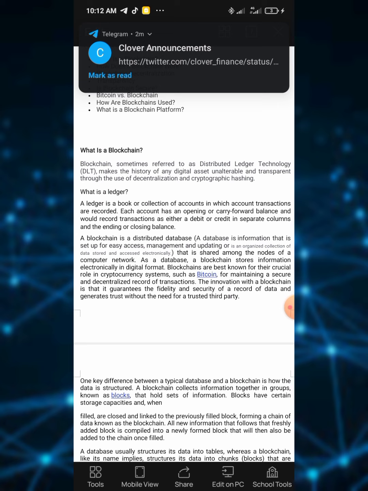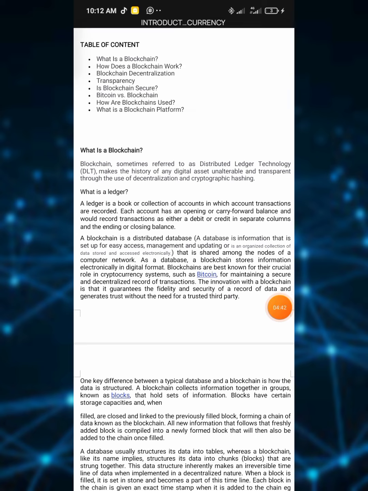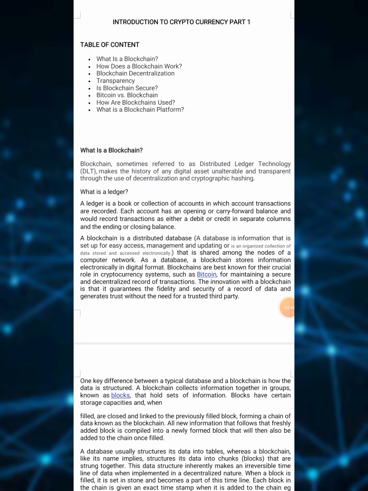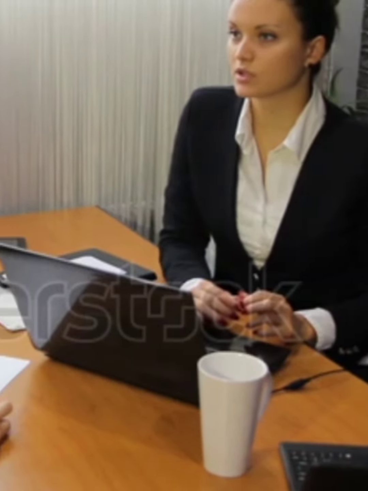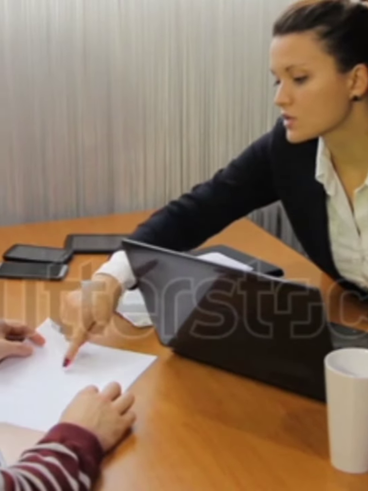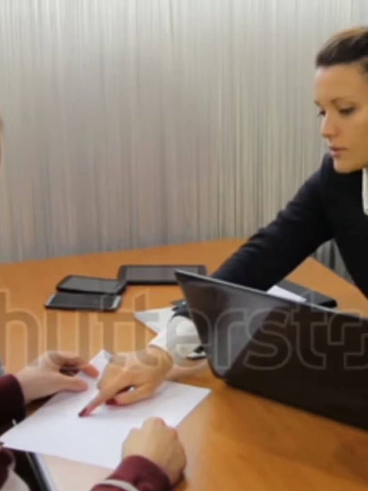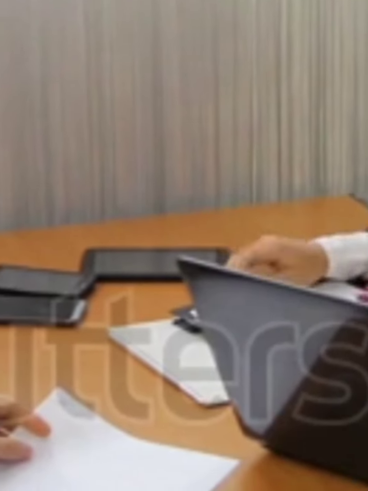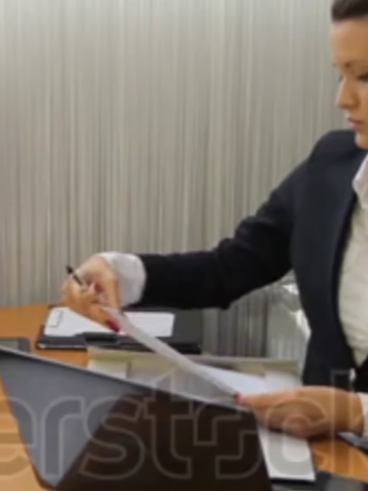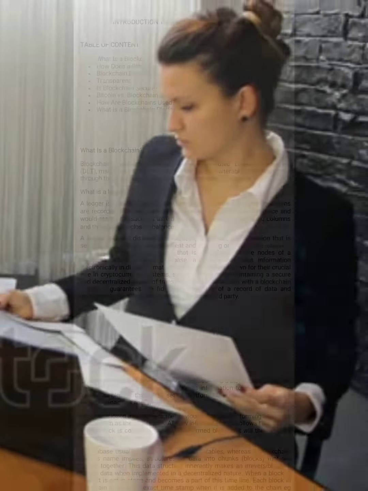All right, so the innovation of blockchain technology is that it guarantees the fidelity and security of a record of data, and generates trust without the need of a trusted third party. So guys, this is actually the main reason for the creation of blockchain. It was created in order to guarantee the fidelity and security, and also to record particular data without the need of a trusted third party, such as lawyers and those kinds of people.